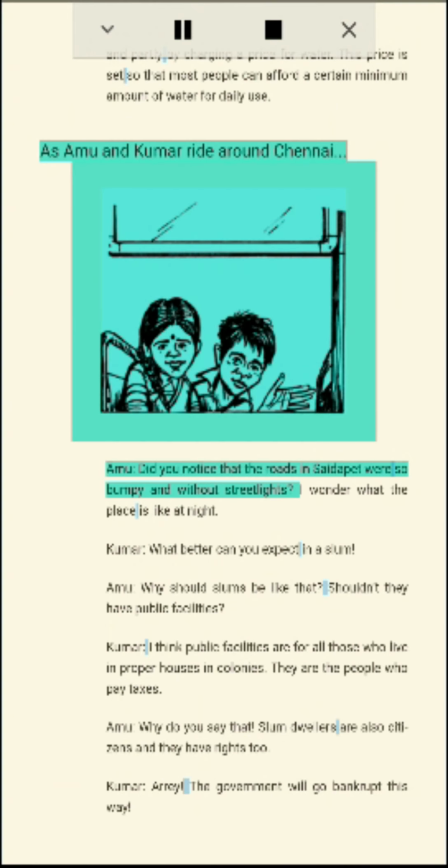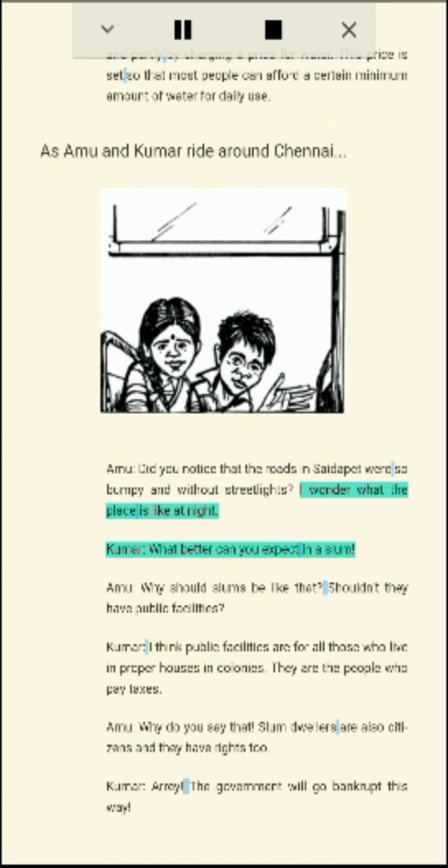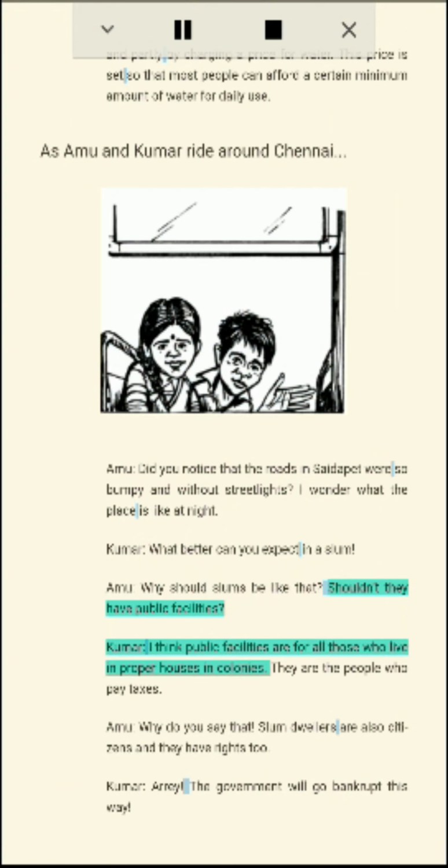Amu and Kumar ride around Chennai. Amu, did you notice that the roads in Satapet were so bumpy and without streetlights? I wonder what the place is like at night. Kumar, what better can you expect in a slum? Amu, why should slums be like that? Shouldn't they have public facilities? Kumar, I think public facilities are for all those who live in proper houses in colonies. They are the people who pay taxes.